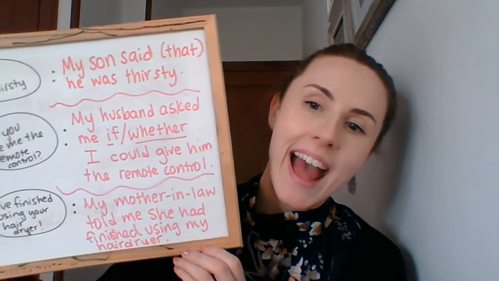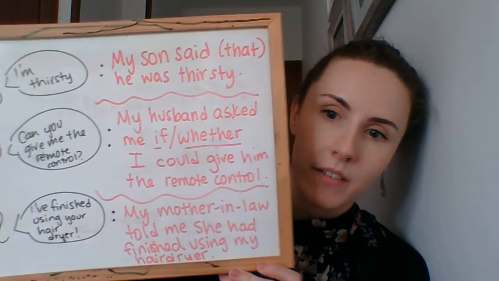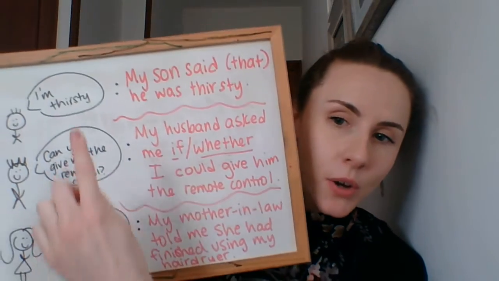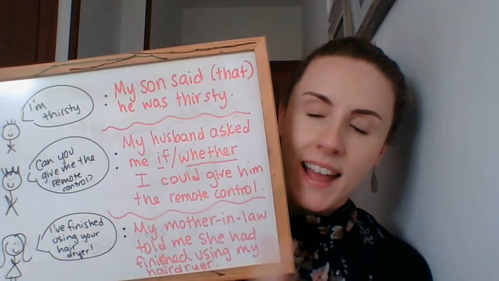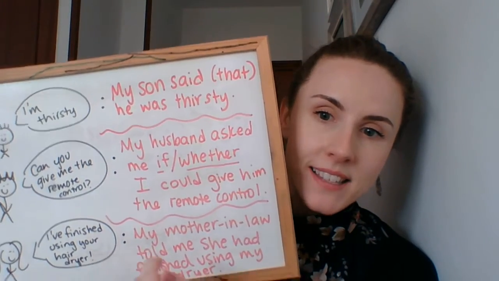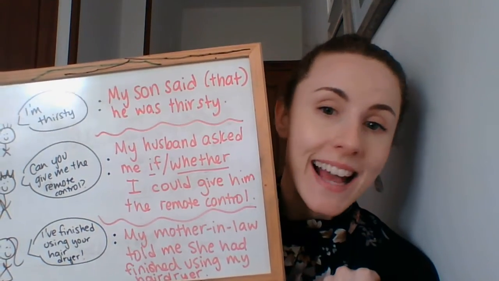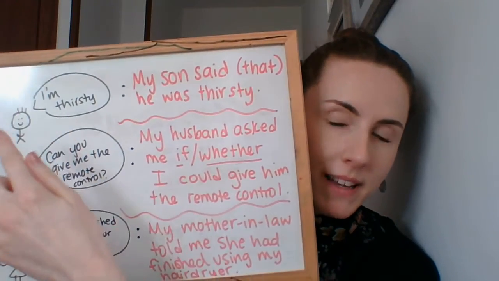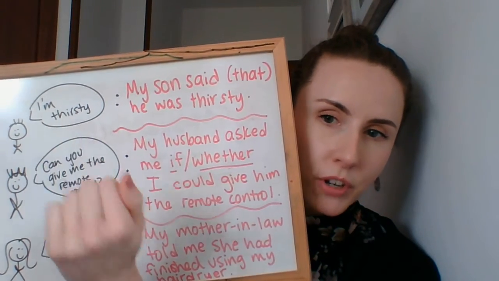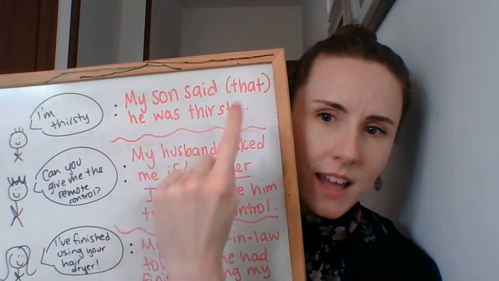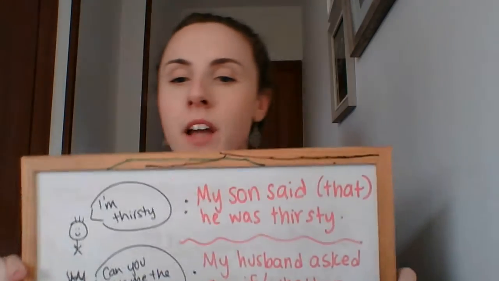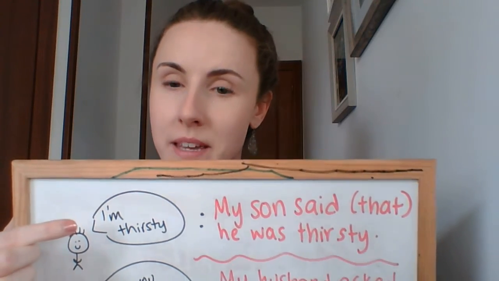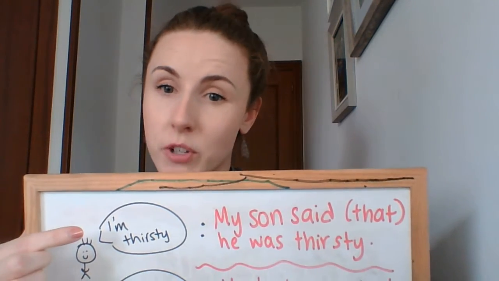Okay, so now that you've done that, I'm going to show you what I added onto this board. So this is what my family members directly told me, and here are the things that I tell someone else. For example, my son says, "I'm thirsty." My son said that he was thirsty, okay? So, as you probably know, this is direct speech. It comes directly out of the speaker's mouth.